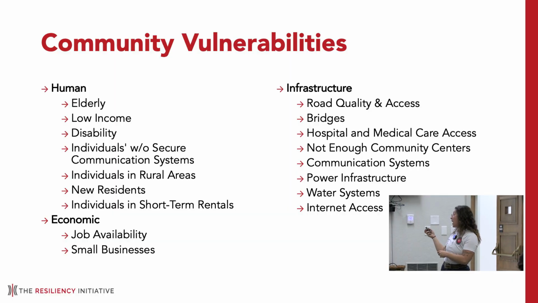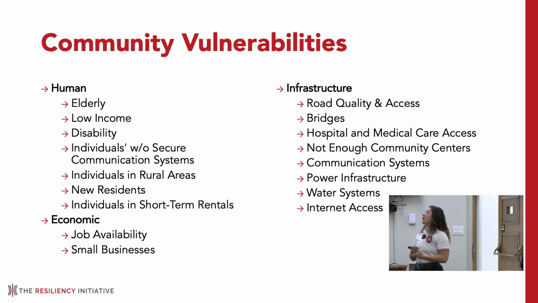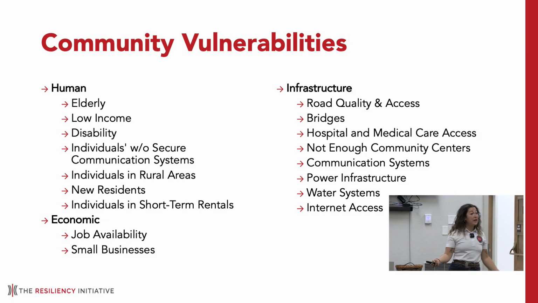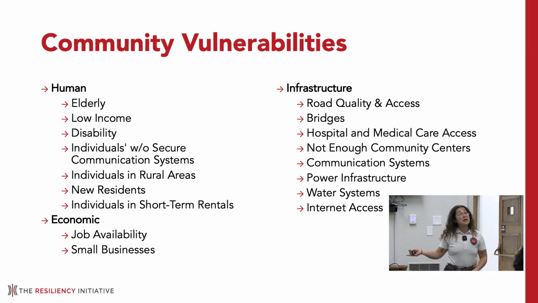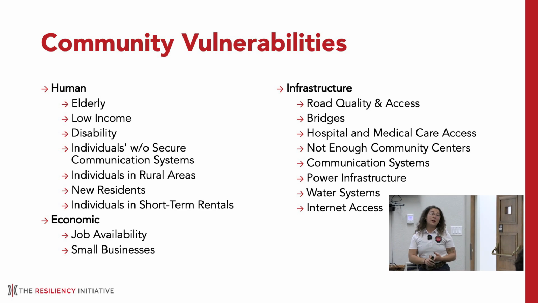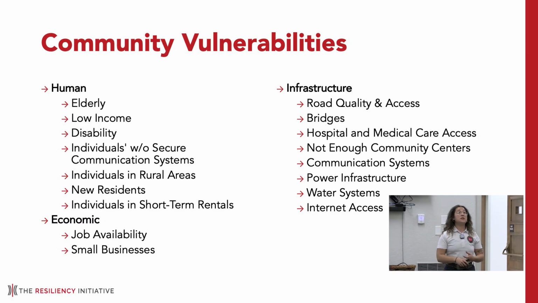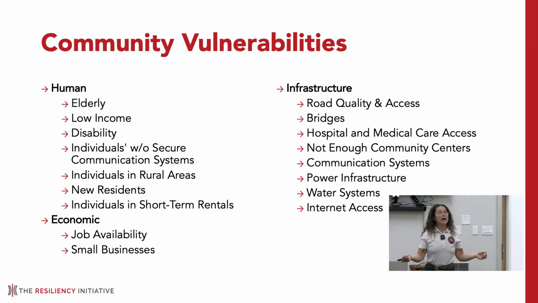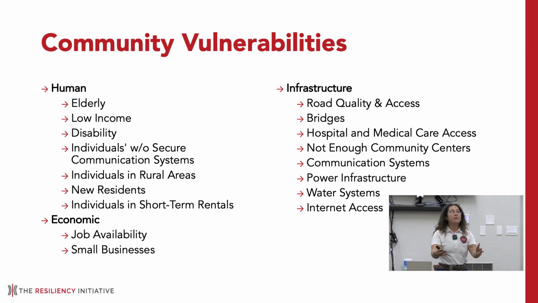And then some things that arose for economic, looking at job availability and small businesses. Job availability, there may not be much that you can do in a hazard mitigation plan for that, but small businesses, there can. Some of the issues that came up that community members were concerned about are small businesses coming back after disasters and small businesses being impacted by disasters, right? In a hazard mitigation plan, we can put in mitigation actions around a small business preparedness campaign. Easy as that, right? Which can help support that and help support small businesses coming back.